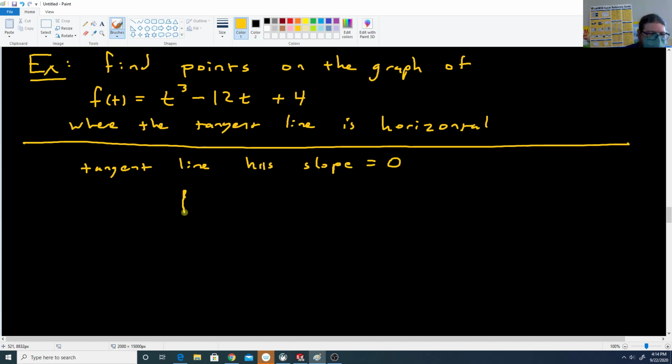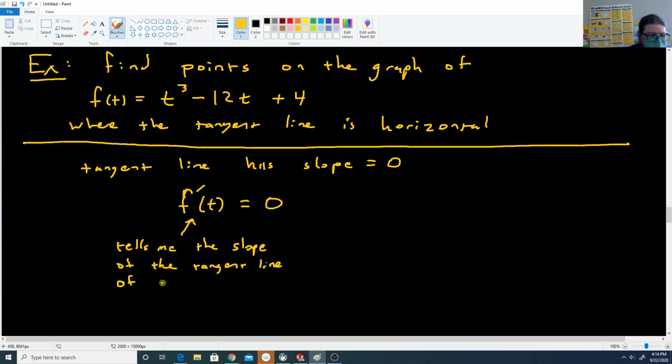F prime of t will tell me the slope of the tangent line. So I'm really asking, where is f prime of t equal to 0? F prime of t tells me the slope of the tangent line of the function f. So I'm looking, where is the slope of the tangent line equal to 0?